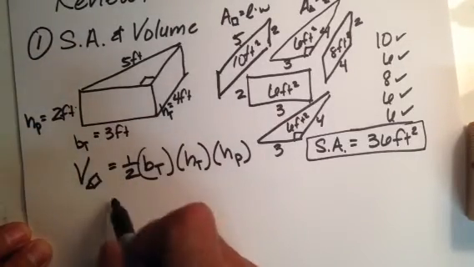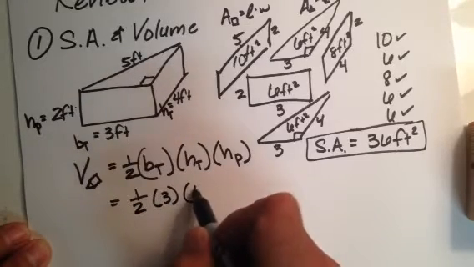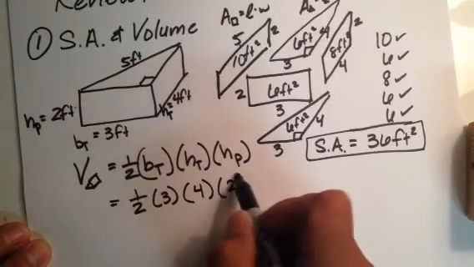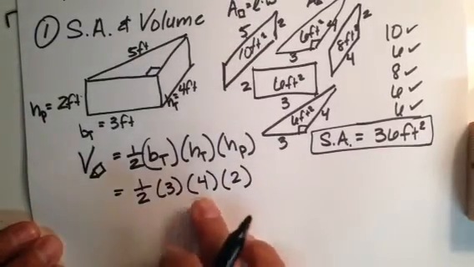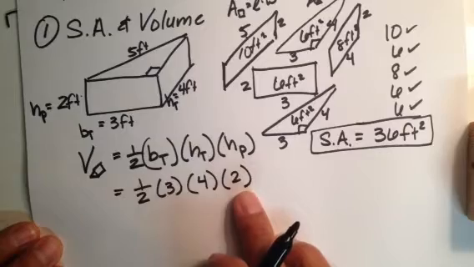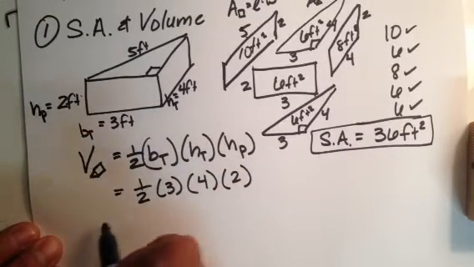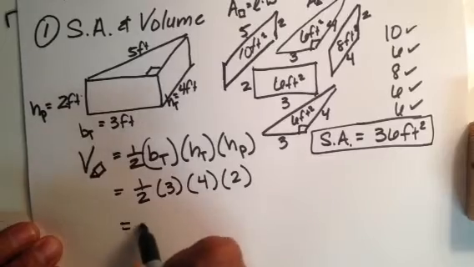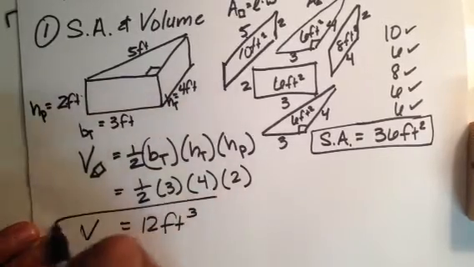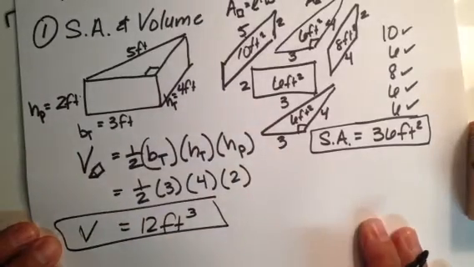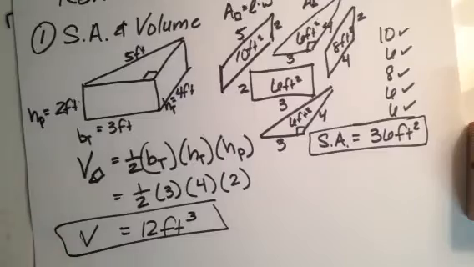So if you take all of those and plug it in, you're going to have 1/2 times 3 times 4 times 2. 3 times 4 is 12. 12 times 2 is 24. Half of 24 is 12. So this should come out to 12 feet to the 3rd power for the volume. And here is the surface area and the volume of this triangular prism.